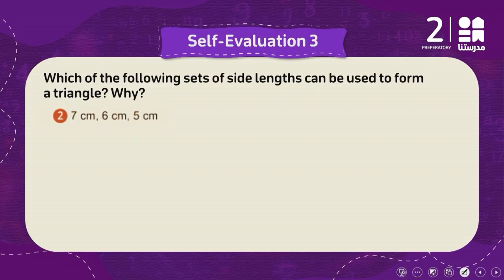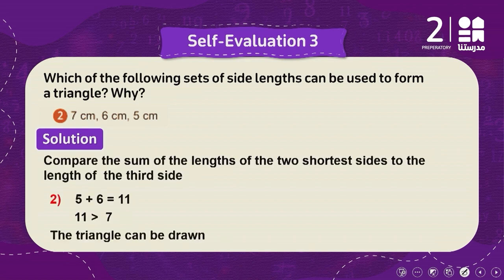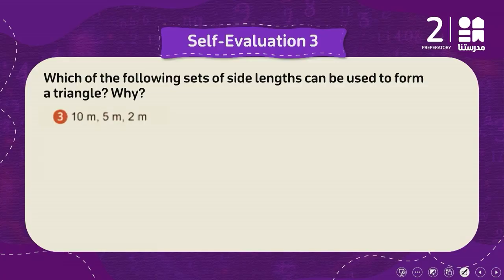Now we have 7, 6, and 5. Let's add the shortest two. 5 plus 6, it's 11. Now 11 for sure is more than 7. So you can draw a triangle using these three sides, as the sum of the shortest two is more than the third one. Next, 10, 5, and 2. Let's add the two shortest.